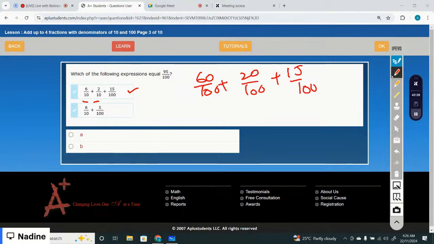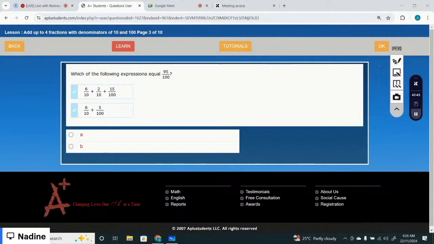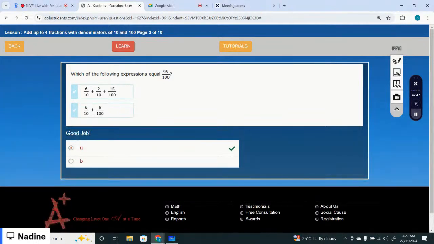You have to add their numerators. So 60 plus 20 is 80 and 80 plus 15 is 95. They make 95 over 100. So the correct option is option number A. That is 95 by 100. Option number A is the correct option.